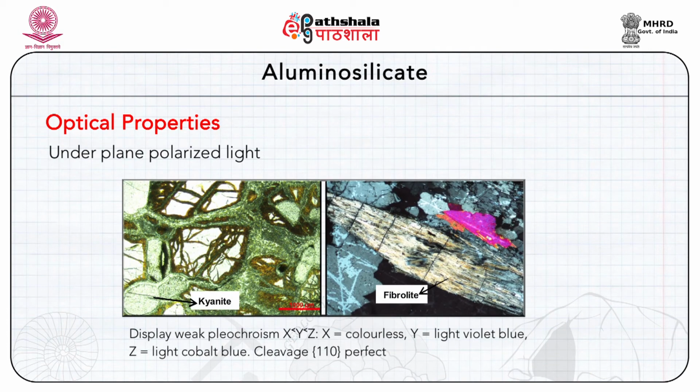Kyanite shows high relief and is commonly bladed in habit. Radiating aggregates of blades are also common. Usually colorless in thin sections, but may sometimes show a pale blue color. It displays weak pleochroism with X less than Y less than Z, and X is colorless. Y shows a light violet blue green color, Z shows a light cobalt blue color. Cleavage is perfect on the 110 face.